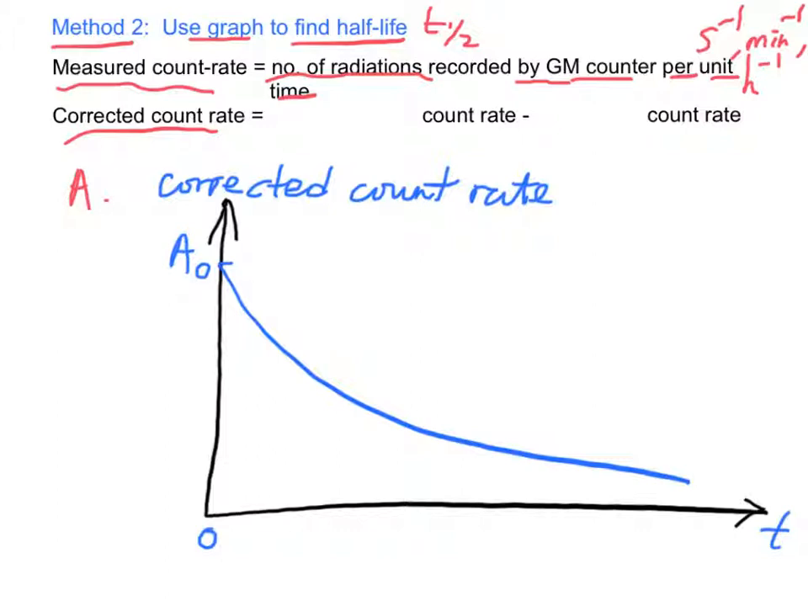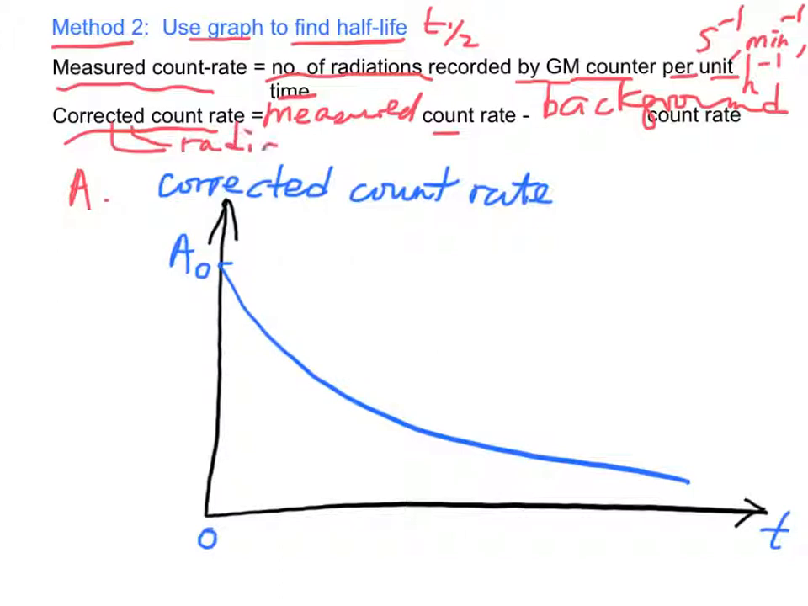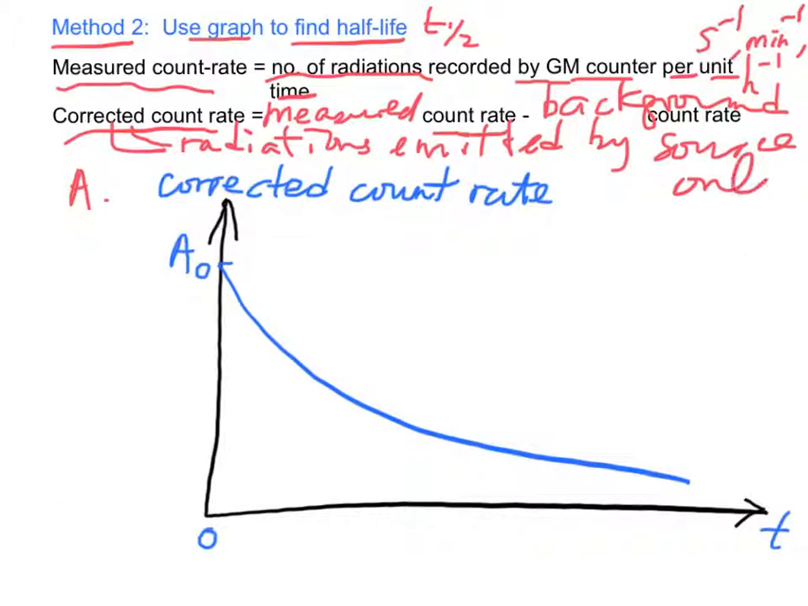Corrected count rate is equal to the measured count rate minus the background count rate. That means corrected count rate is the radiation emitted by the radioactive source only.